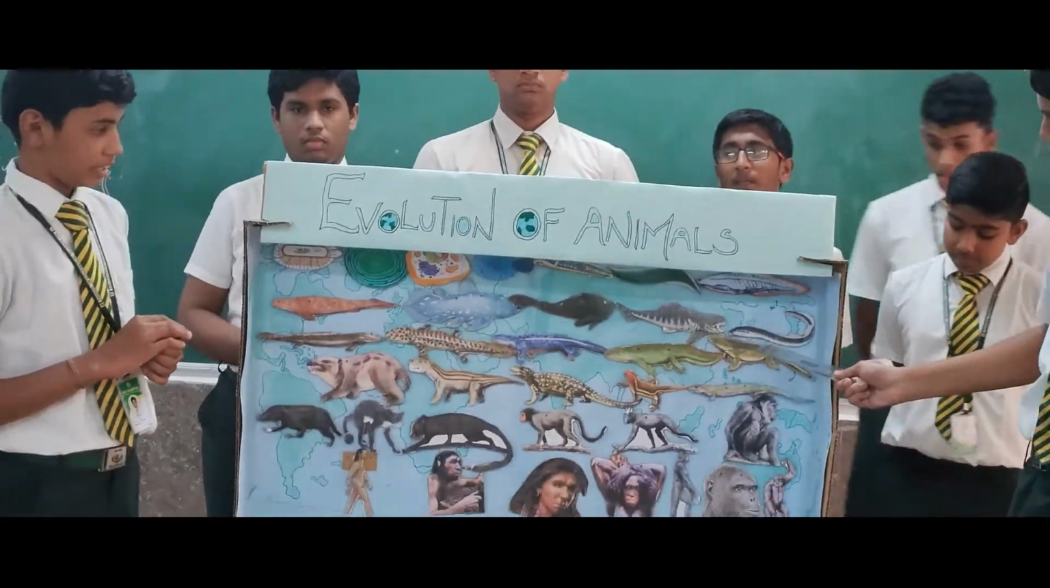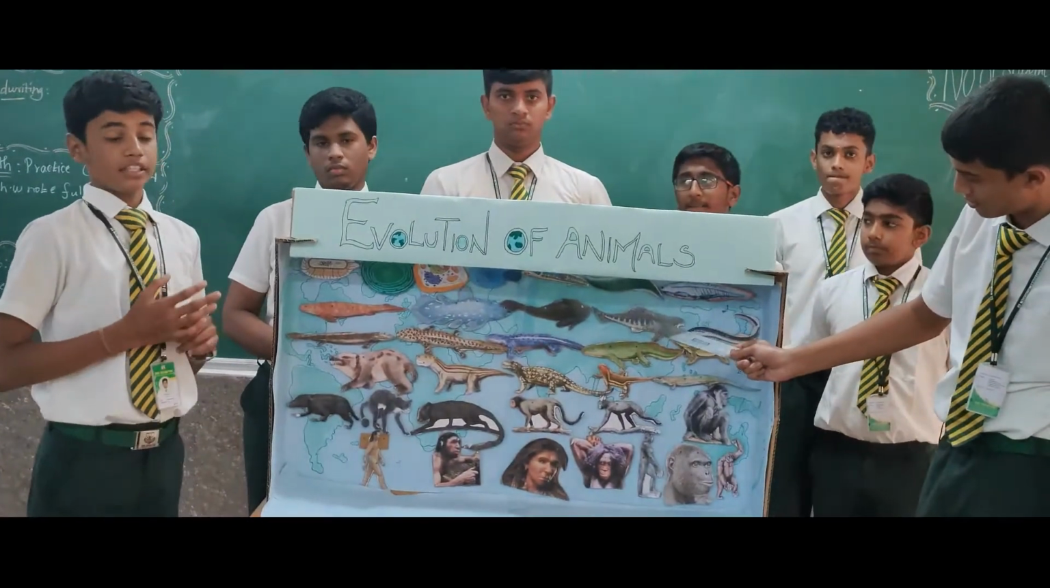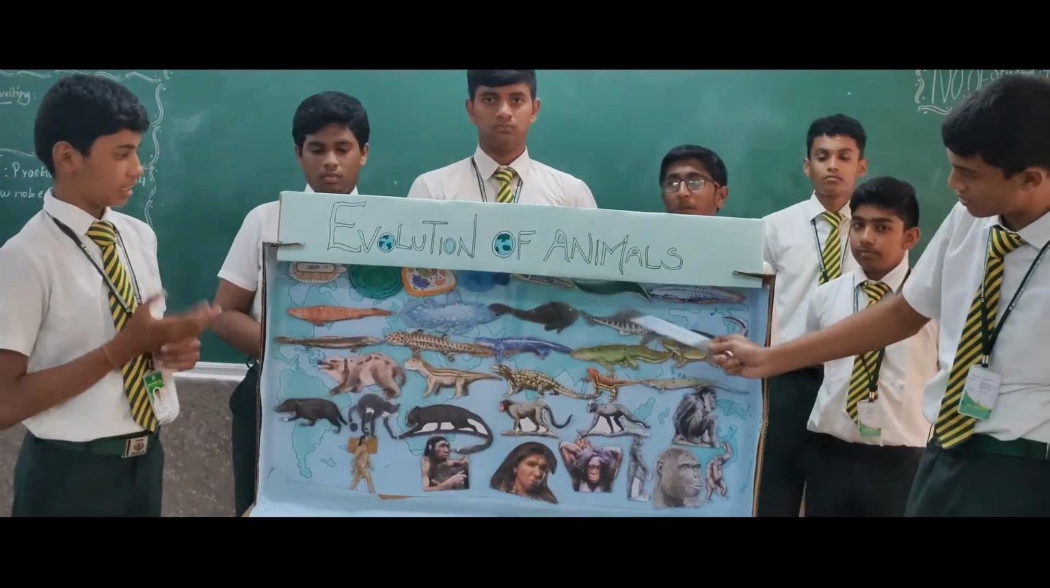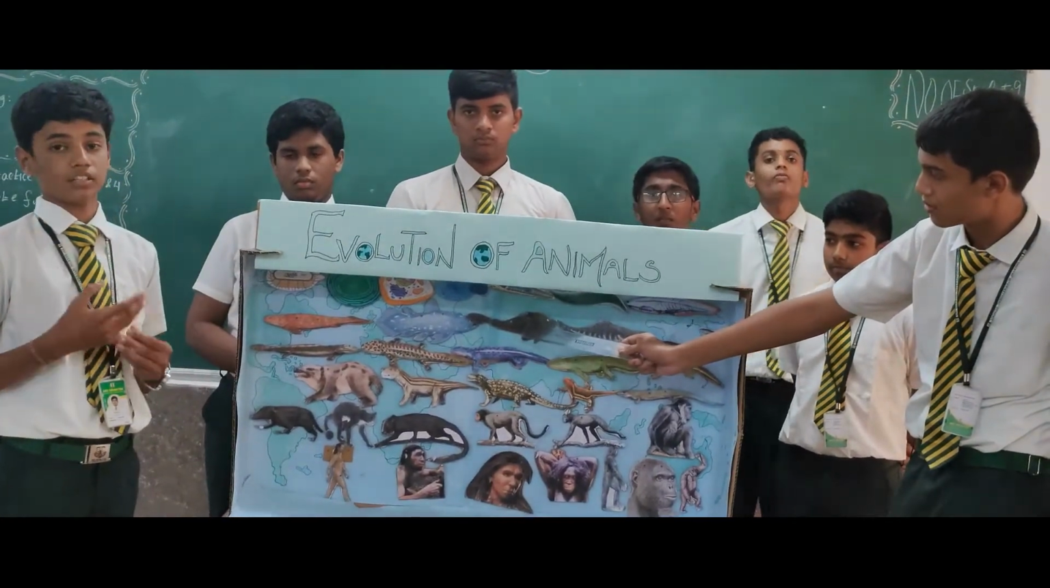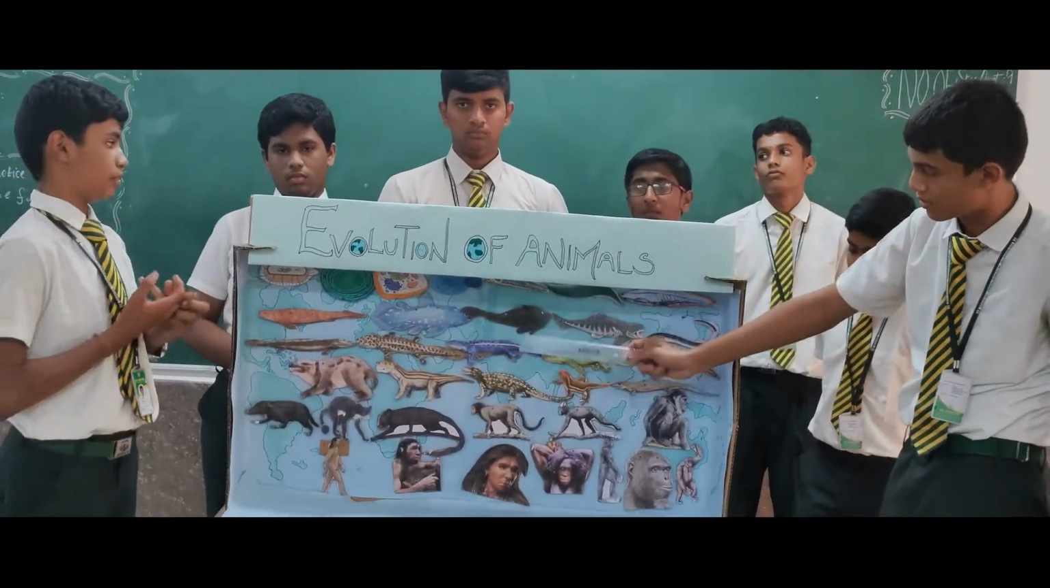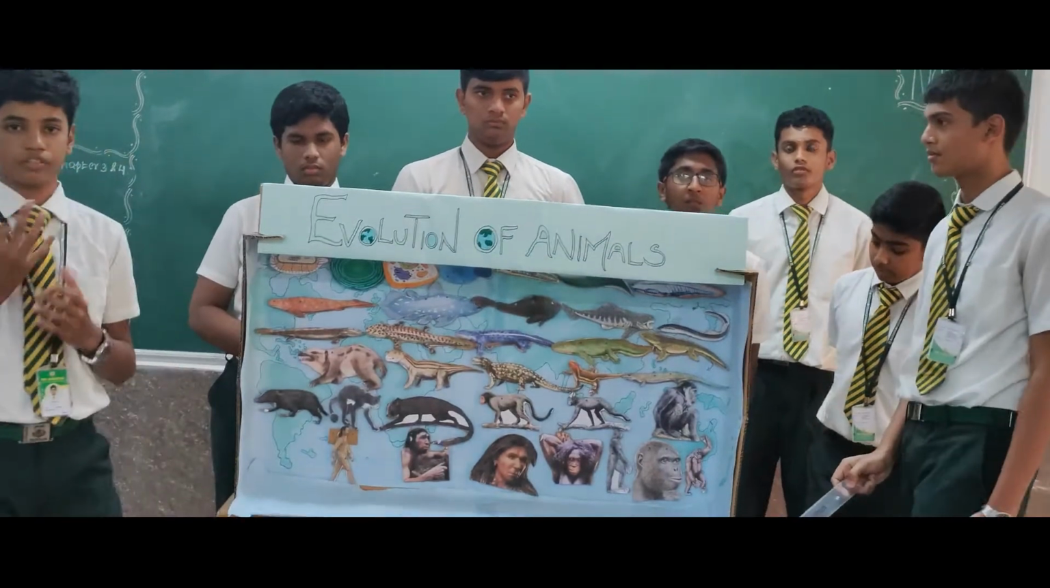Then it transformed into Placodermi. It is primitive jawed fish. Then it transforms into Cephalosis. It is one of the early group of vertebrates. Next, my friend Jitesh will explain this third part of this evolution.